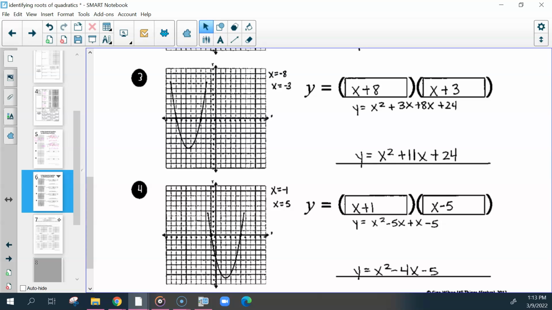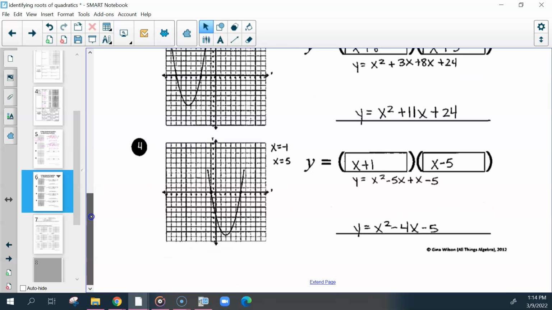Check your answers with mine. So you should have x plus 8, x plus 3, and then y equals x squared plus 11x plus 24. Questions on that one? Does it matter the order you put it in? You mean originally? Yeah, no, it does not. If you switch them, you'll still get the same answer when you multiply. Number 4, x plus 1, x minus 5, and then your equation y equals x squared minus 4x minus 5. Questions on that?